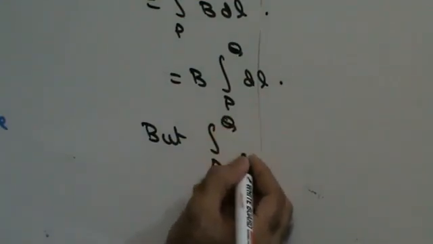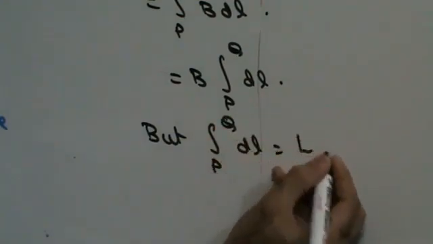But I can say that integral of PQ dl is nothing but the length of the conductor. Therefore I can say that integral of PQRS B vector dot dl is nothing but B into L, right? Once you have this, substitute this in your Ampere law.